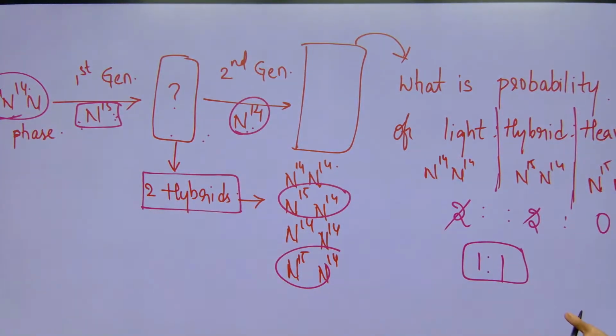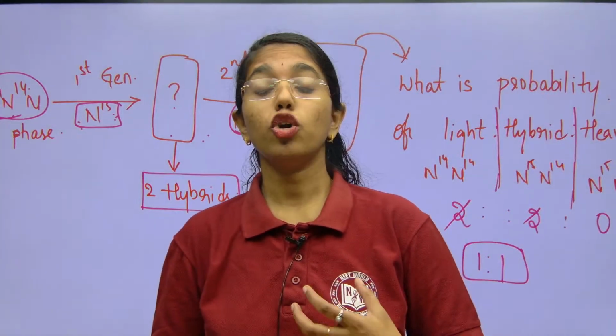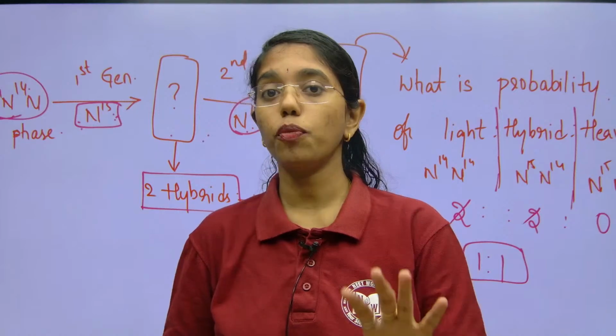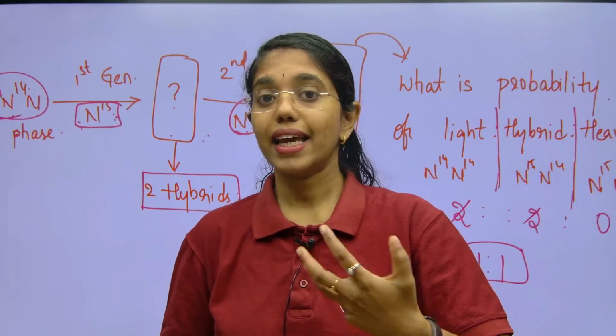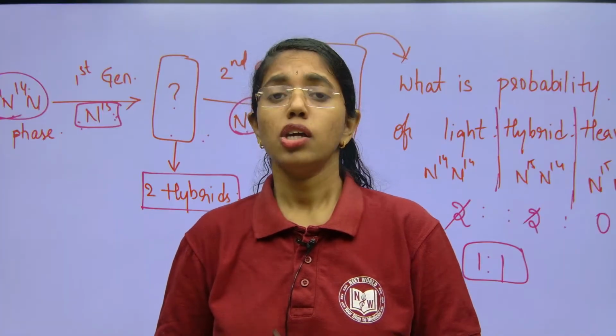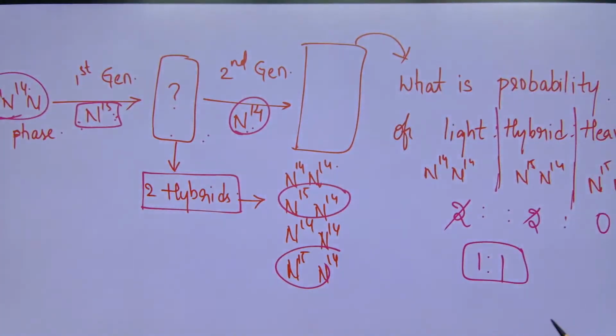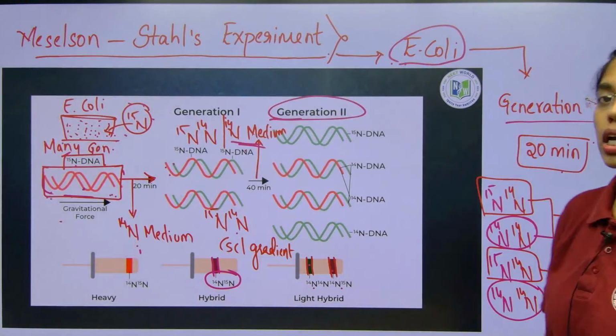Such type of questions, they can give you an incubation time of 60 minutes. Incubation time of 60 minutes means how many generations? 3 generations. They can give you an incubation time of 20 minutes, which means 1 generation. So, based on that you will get application based questions from Meselson and Stahl's experiment.